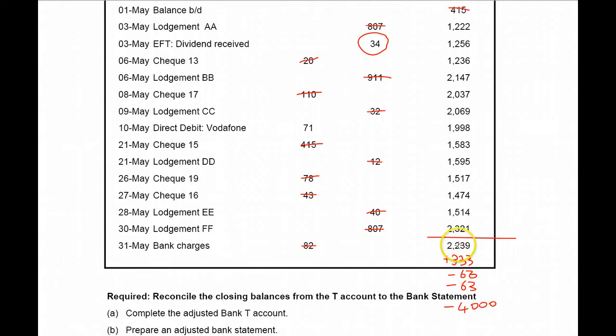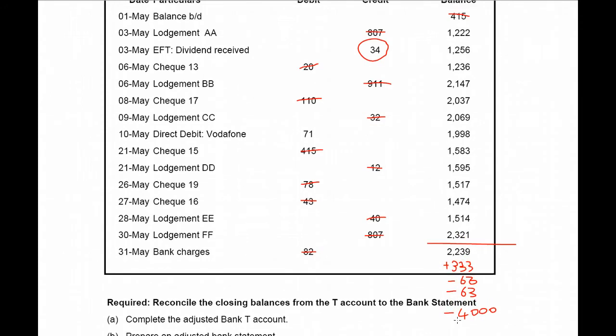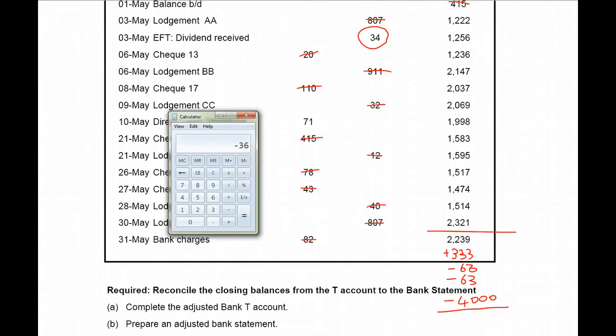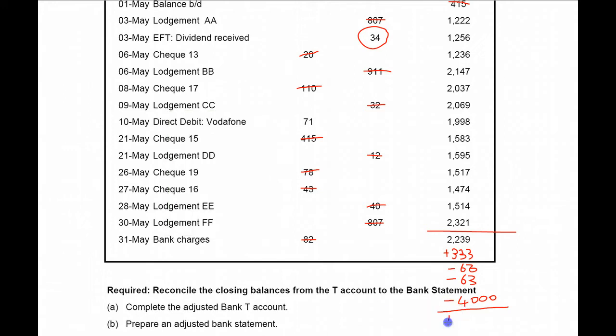They're the adjustments to the bank statement. Add in the lodgement not yet processed, take away the 3 checks that have yet to come through for payment, and whatever figure we get, that's our adjusted bank statement. And it's pretty straightforward. So just do it here. 2239 plus 333 minus 66 minus 63 minus 4,000 is 1557. That's what that is there.